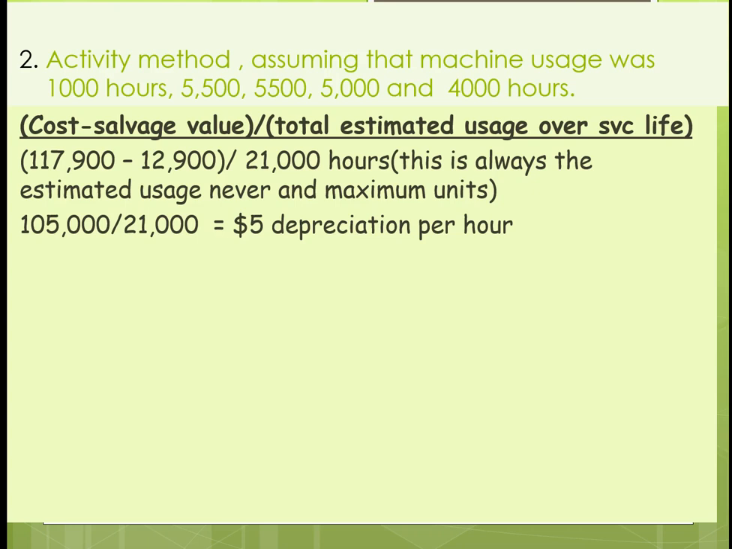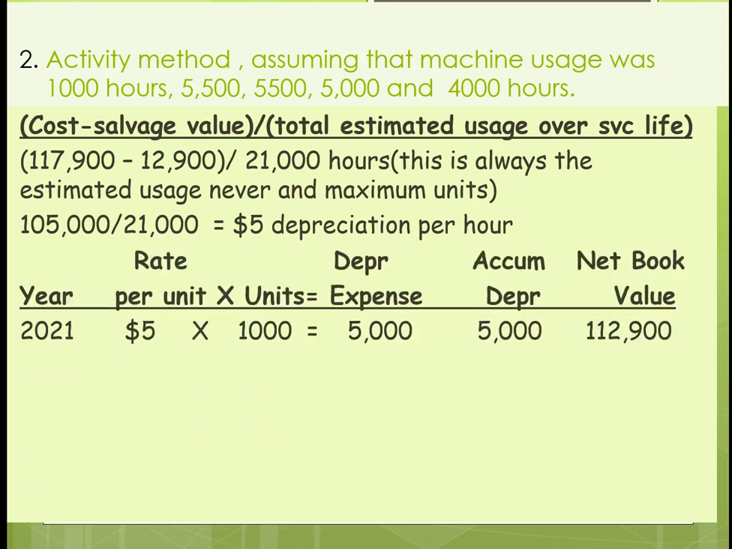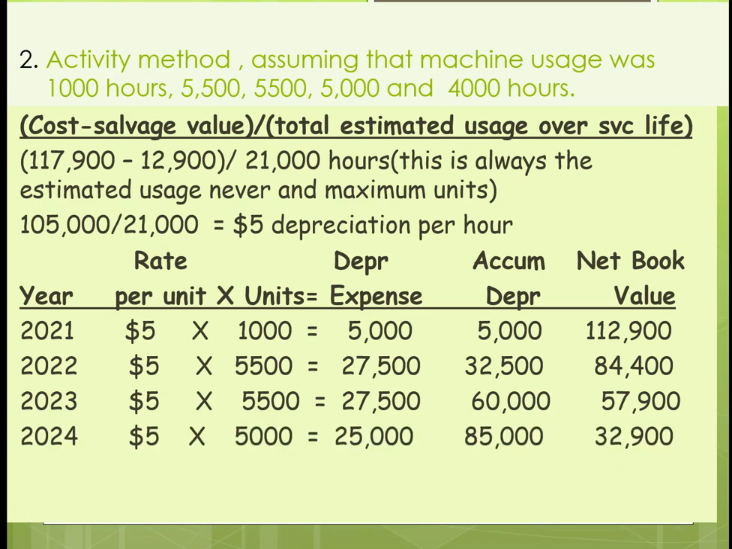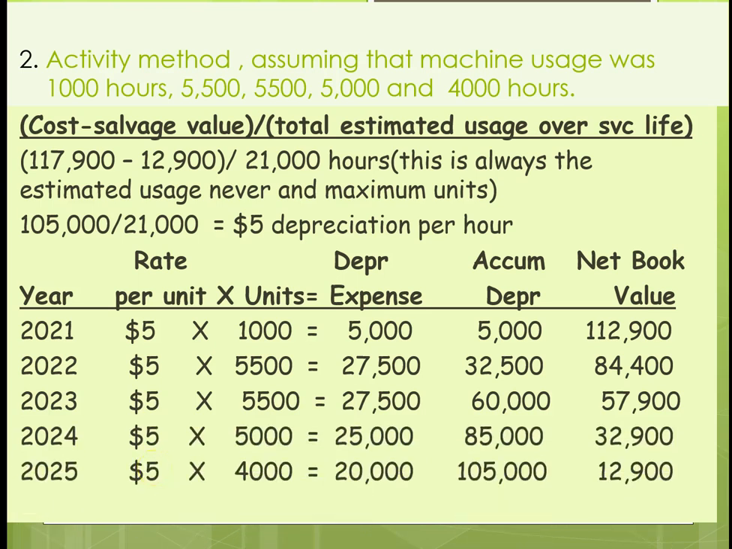This method is not affected by when you buy it, because the actual units you produce are what's going to affect the allocation. So in the first year, we're going to take $5 times 1,000 units, and then we're going to keep doing that for each year. Now, here's the thing you always want to make sure of: when you add up those units, they don't exceed 21,000, because 21,000 is the maximum number of hours you can allocate.